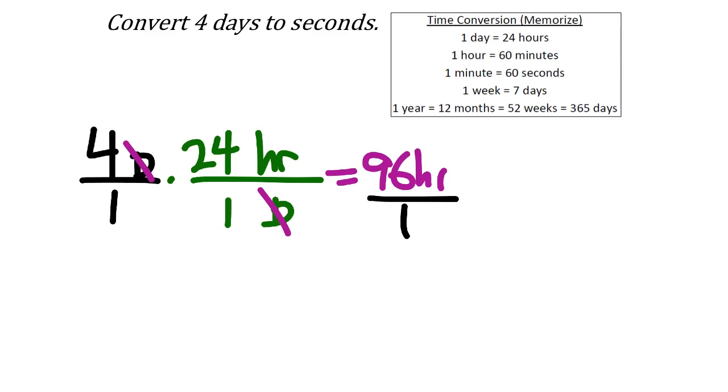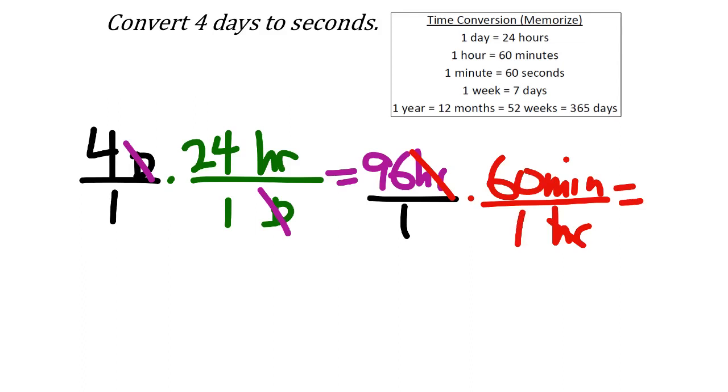If I change my hours to minutes, then I'm much closer though. So to change these hours into minutes, I got hours in the denominator, minutes in the numerator. The hours do cancel out. It's 60 minutes for 1 hour. So now I got 96 times 60, which I will put in my calculator because I don't know what that is. 96 times 60 is 5,760 minutes. So 4 days is the same as 5,760 minutes.